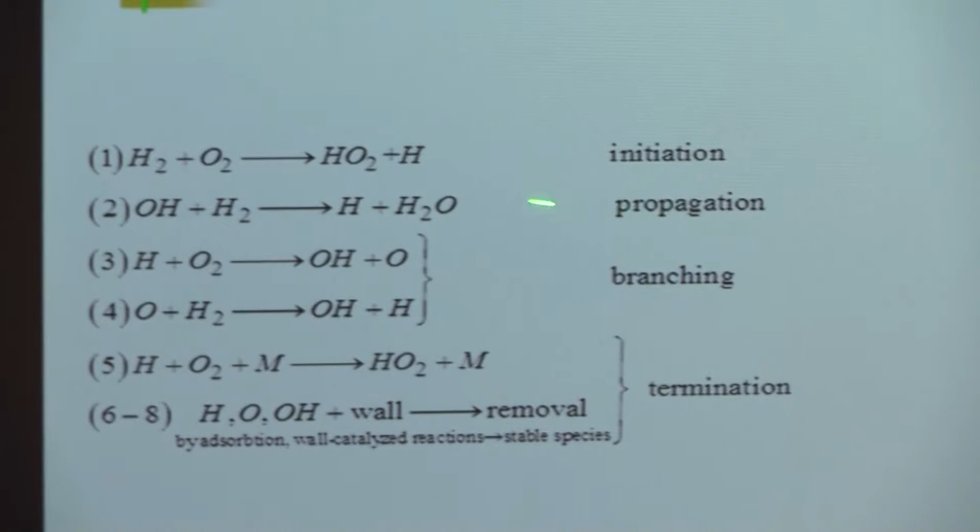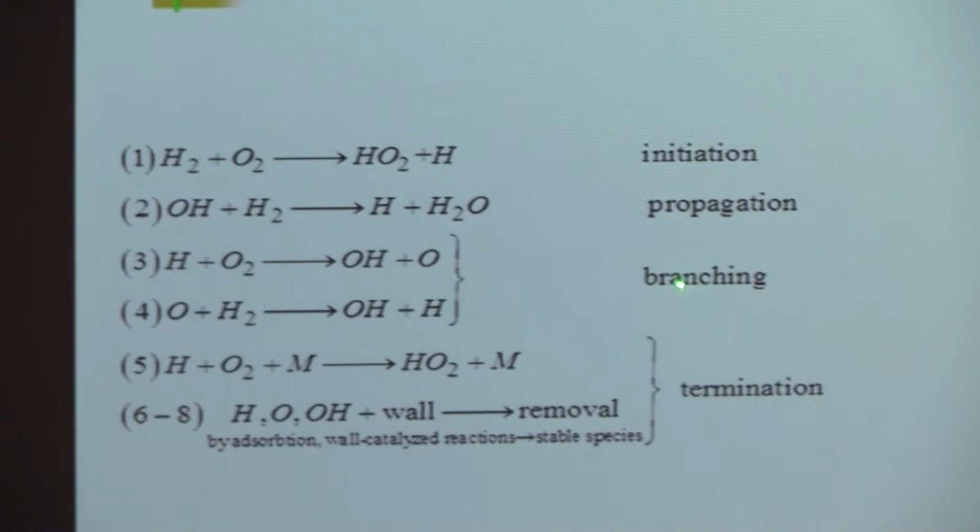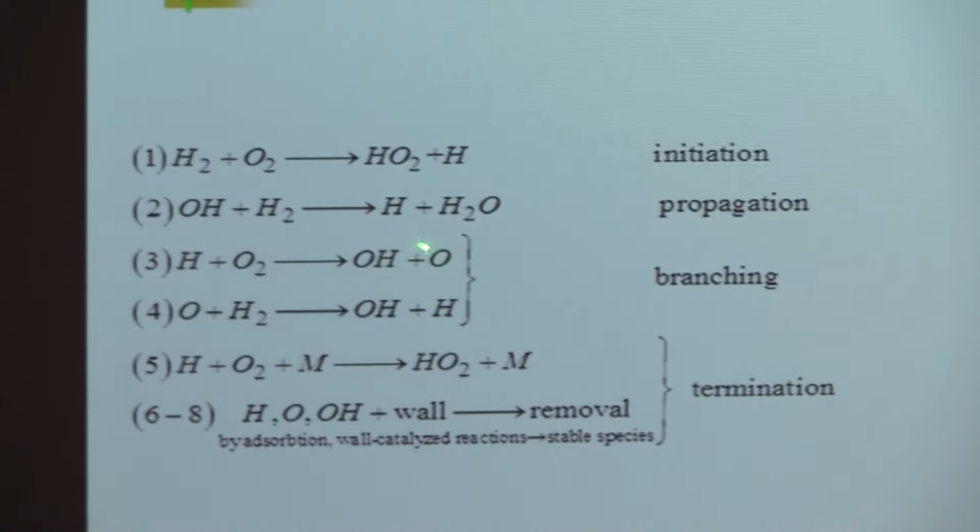This one propagates the number of radicals 1 to 1. This one branches the number of radicals, 1 goes to 2, 1 goes to 2. This terminates radicals and removes them. Those are called termination. So there are different classifications of these reactions. Your mechanism then would require that you specify the reactions, you specify the rate coefficients, and you specify the thermochemistry.